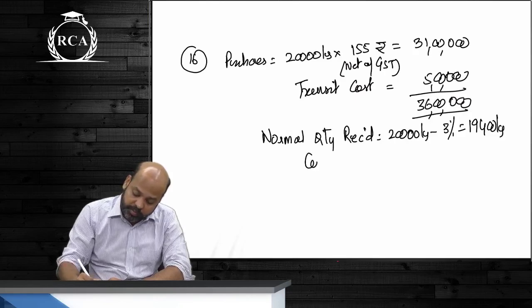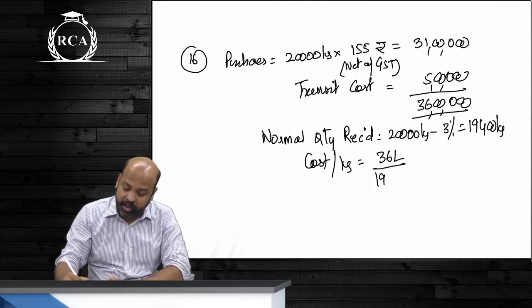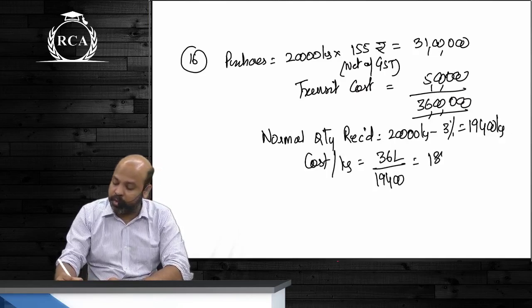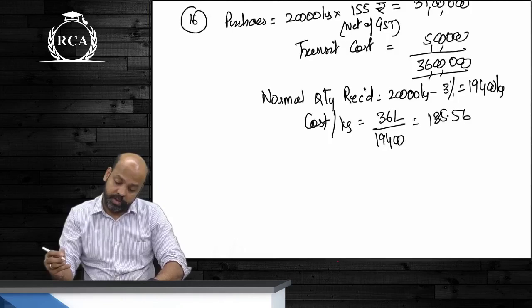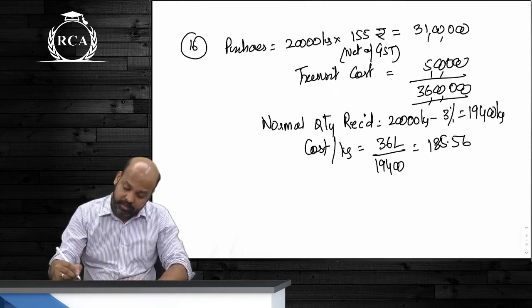So what should be your cost per kg? 36 lakhs divided by 19,400, 185.57. All right.